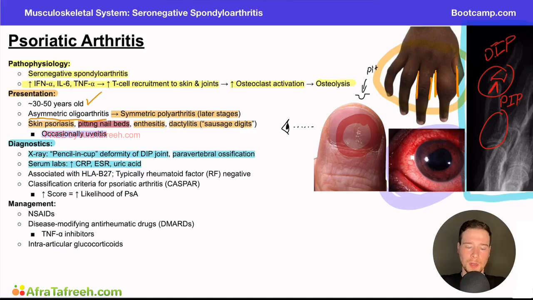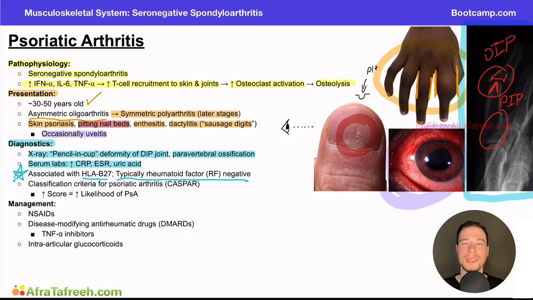Now, once again, here we can see that very classic HLA-B27 association with a lot of these seronegative spondyloarthritides. And this is typically rheumatoid factor negative. Why? Because that's what makes it seronegative, right? We don't have that rheumatoid factor. We don't have that IgM, that autoantibody that is binding to the Fc portion of IgG. That's how we're classifying these. We put these in a group to say these are negative for rheumatoid factor.